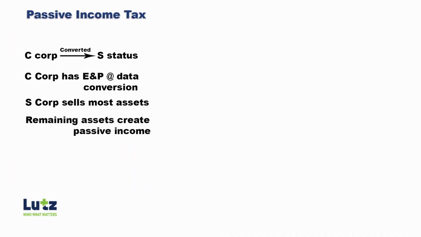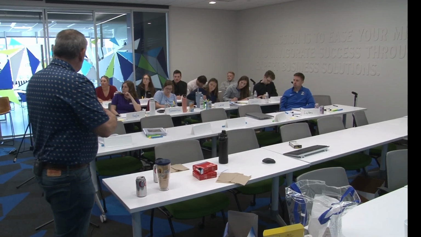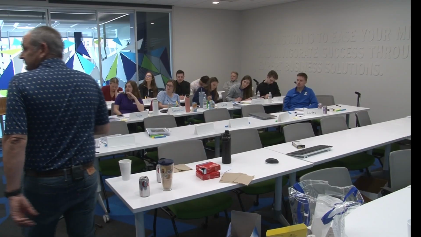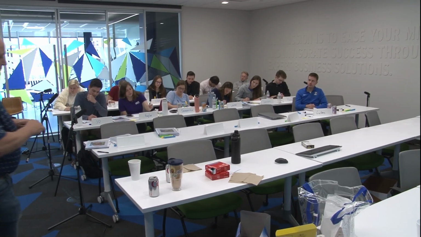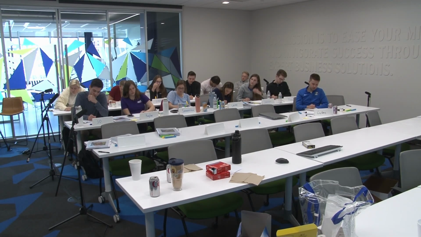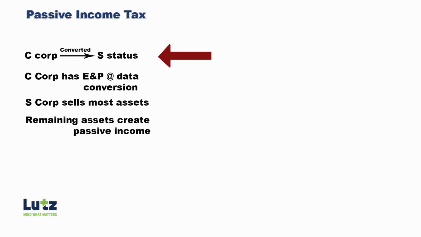Okay, so let's talk about the word passive for a second. What's the second point say on that? C Corp has earnings and profits at date of conversion. Thank you. Okay, so let's do it again. The C Corp converts to S status. The C Corp has E&P at the date of conversion. The S Corp sells most of its assets. And the remaining assets that were not sold create passive income.